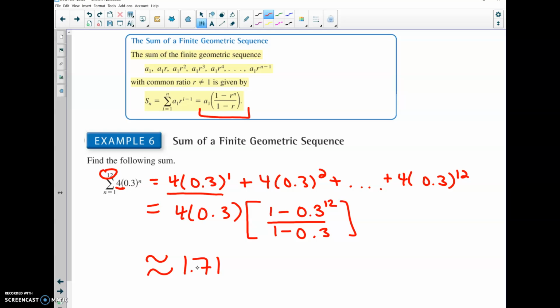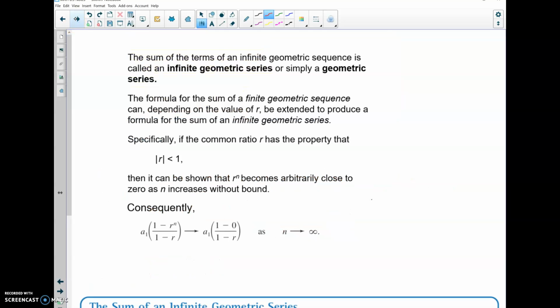Notice the rule for the sum of a finite geometric sequence. Our index starts at 1. So if this exact same problem started at n equals 0 to 12, please take a look at page 592 for how that changes the problem a little bit. There's an added piece to it. All right, so that was of a finite geometric series.